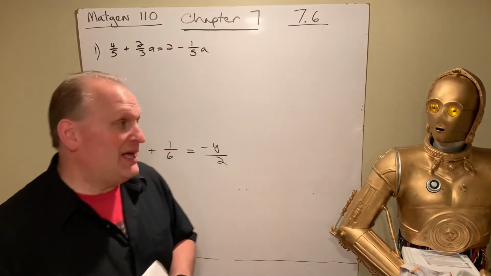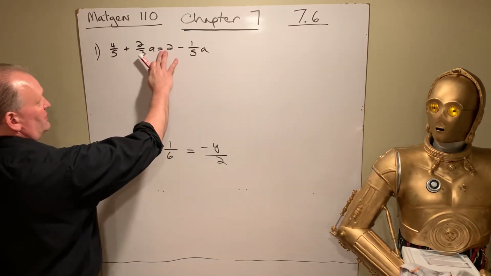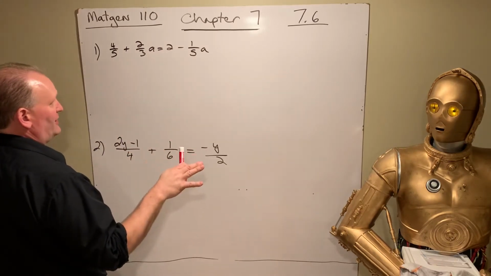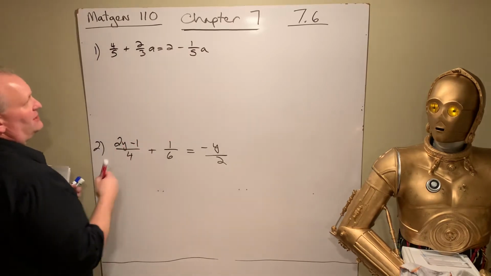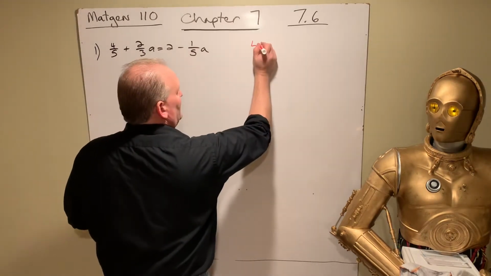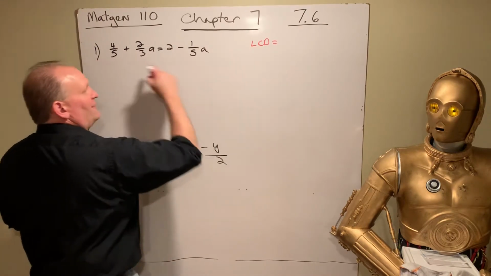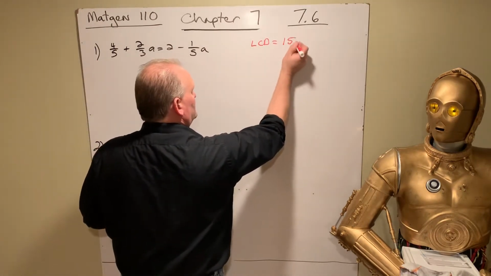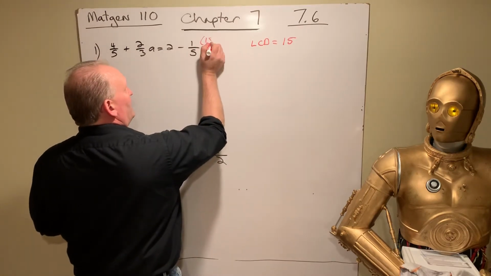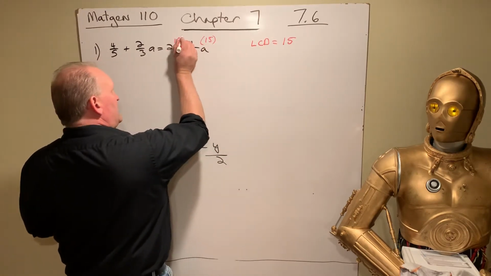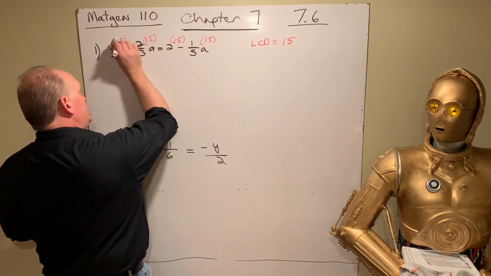So let's multiply everything by the LCD. Since it's an equation, we don't have to find common denominators to add them up now. We can just find it and then eliminate all the fractions by multiplying everything by the LCD. So 5 and 3 and 5, the LCD would be 15. 15 is the smallest number that they all go into. So we multiply everything by 15. Basically what we're doing is we're multiplying both sides of the equation by 15.